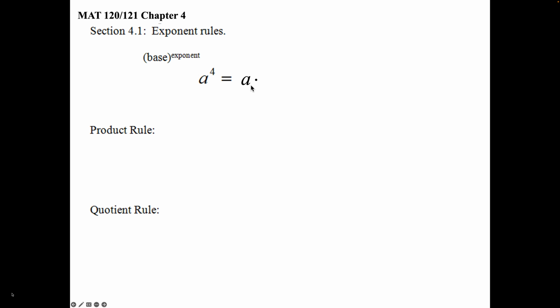So a to the fourth is technically a repeated multiplication statement of a times a times a times a. Our product rule: when you multiply like bases, you add the exponents. So if the bases are the same and we're multiplying, you will be adding their exponents.